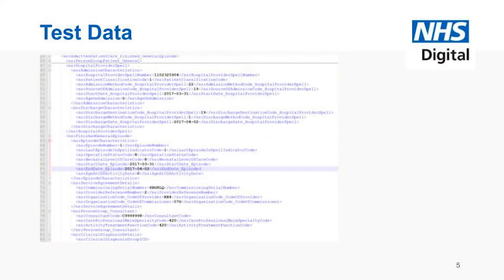So to show you the data, this is a very small snippet of a 2,000-line file. I don't want to give you all the details, but there are loads of complications: when did a patient get admitted, when did he get discharged, what was his method of admission, what was his method of discharge, who was the provider, and some clinical codes and things like that. So it is a very complex thing.